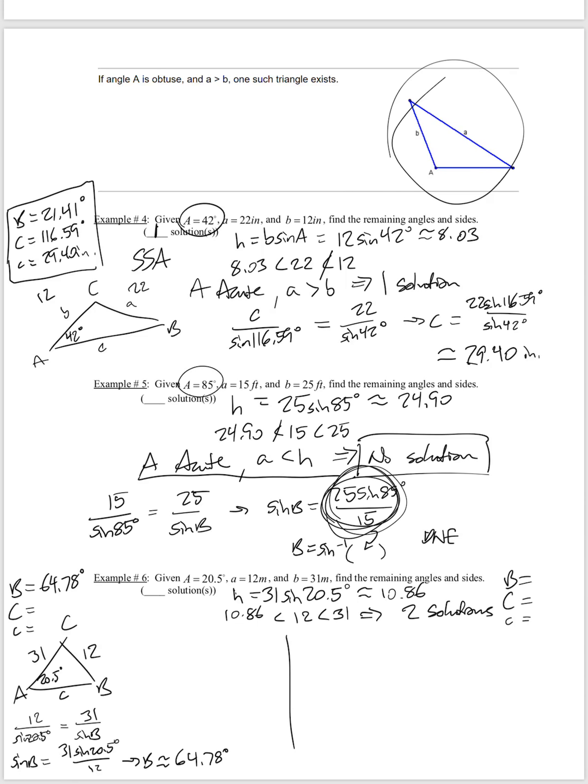From there, I can solve for angle C. C is 180 degrees minus A plus B, which is about 30, oh, I'm sorry, not 30.